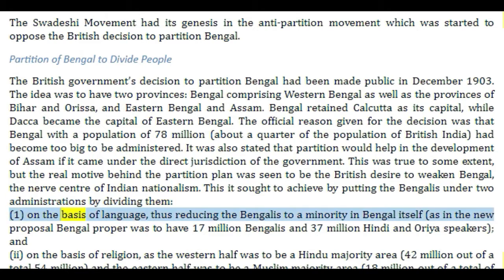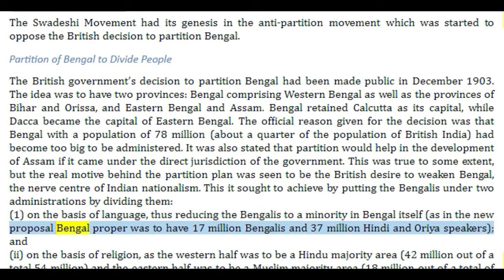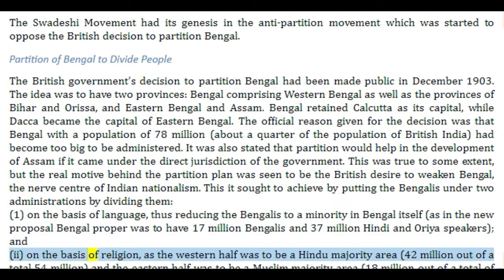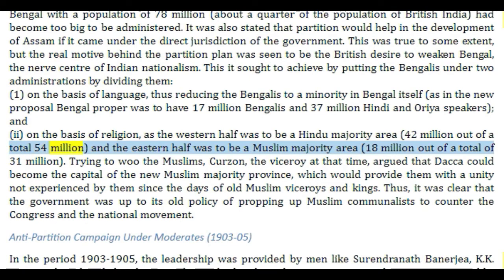First, on the basis of language, thus reducing the Bengalis to a minority in Bengal itself, as in the new proposal Bengal proper was to have 17 million Bengalis and 37 million Hindi and Odia speakers. Second, on the basis of religion, as the western half was to be a Hindu majority area, 42 million out of a total 54 million, and the eastern half was to be a Muslim majority area, 18 million out of a total of 31 million.